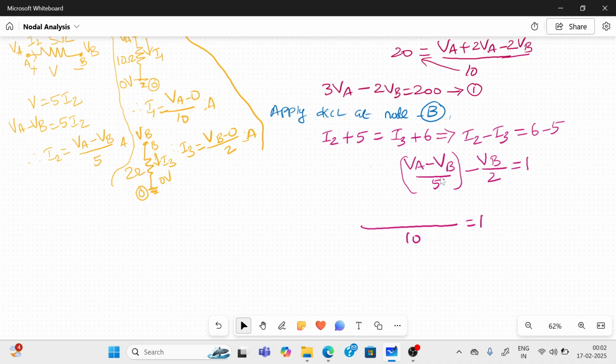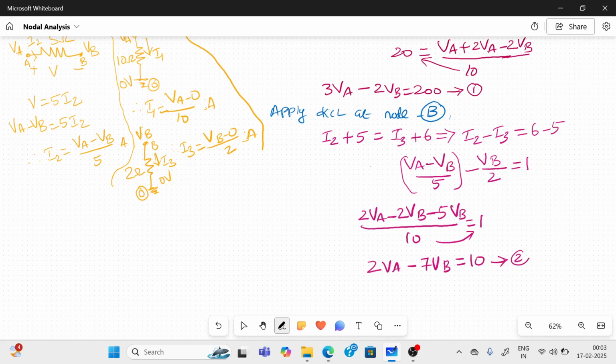This side is 1, right? So this will be multiplied with 2: 2 VA minus 2 VB, and then this will be multiplied with 5: minus 5 VB. Now bring this 10 to this side. What happened? So 2 VA minus 7 VB is equal to 10.